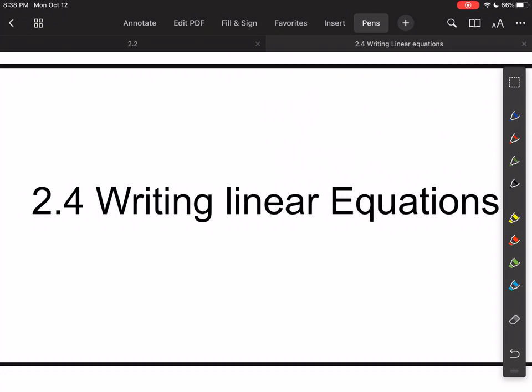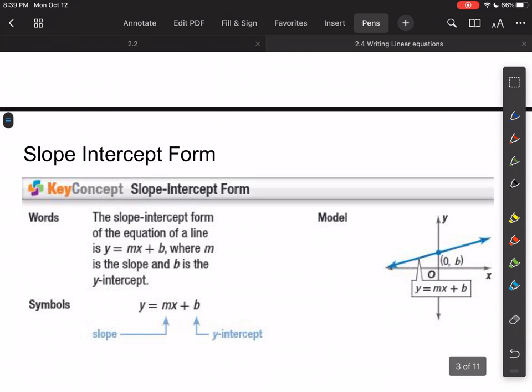All right, Algebra 2. The next lesson here, 2.4, is about writing linear equations. You guys have done a lot of this in Algebra 1. I don't even think it's a new introduction. I think we've done this in Algebra 1 as well, but we're going to remind you about the various ways that we can write linear equations today.